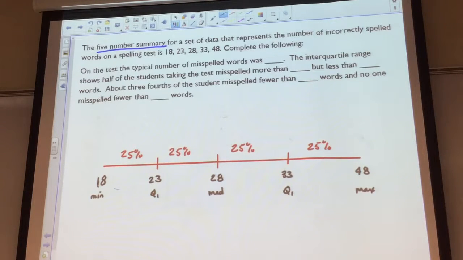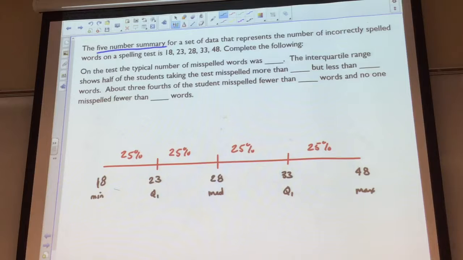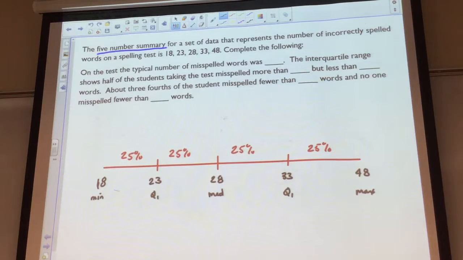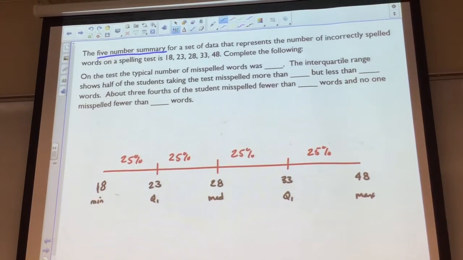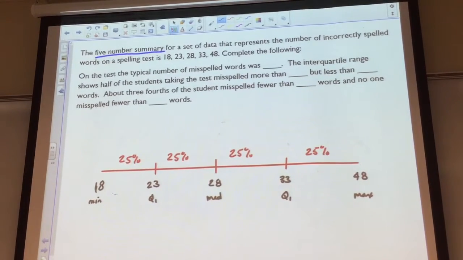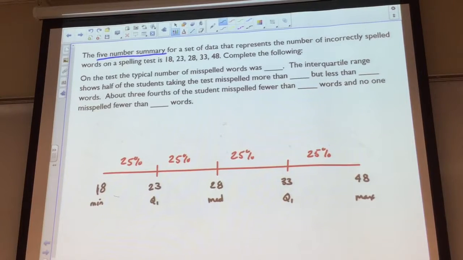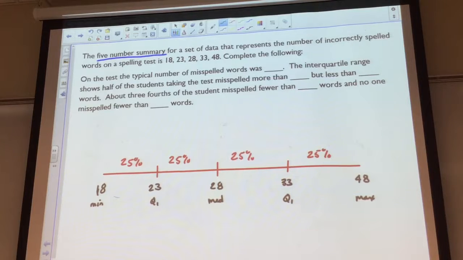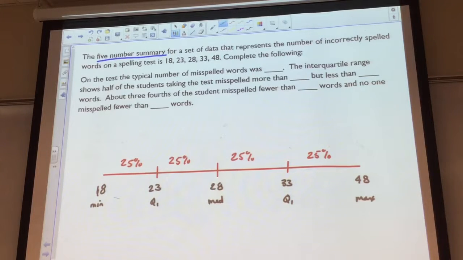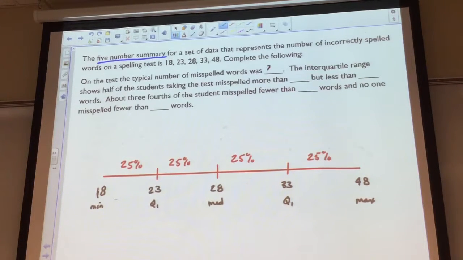Typical values, central tendency. Central tendency values: mean, median, mode. Nowhere in the 5-number summary does it target the mode. Nowhere in the 5-number summary does it target the mean. So a typical value has to target the median. So for the test that has misspelled words, the typical number of misspelled words would be 28.